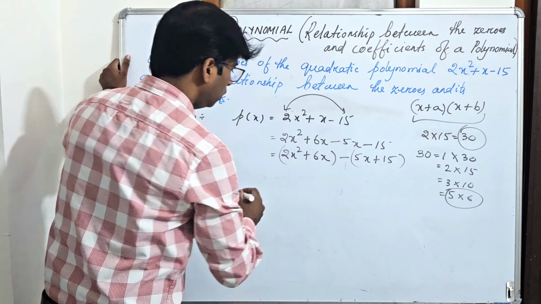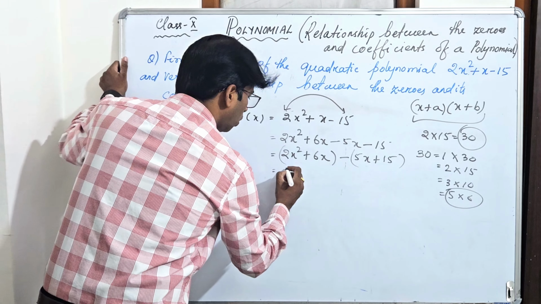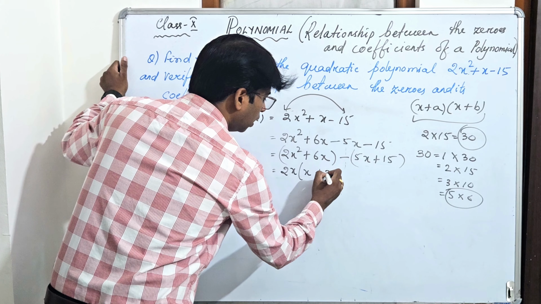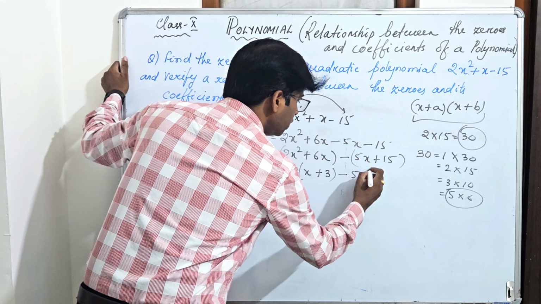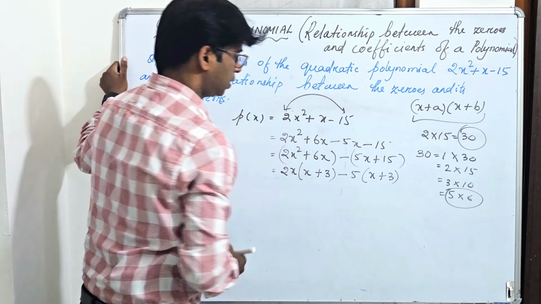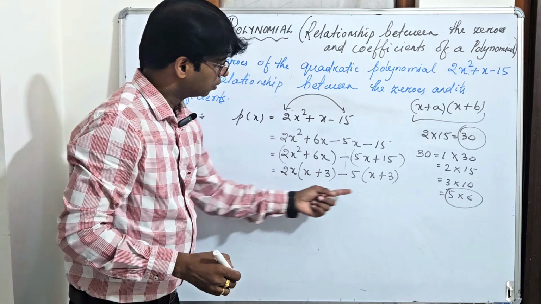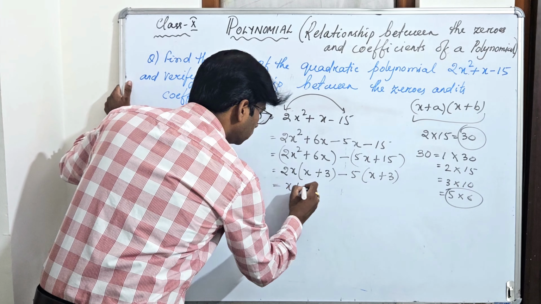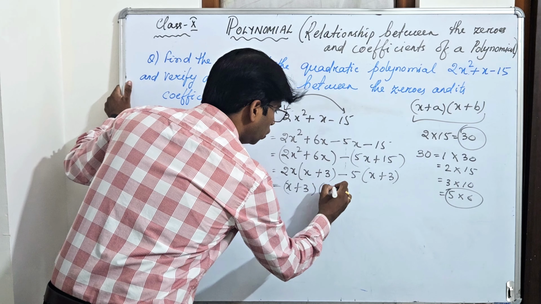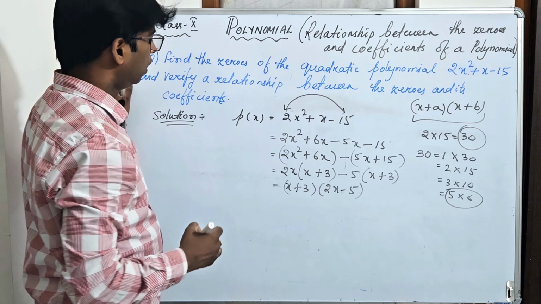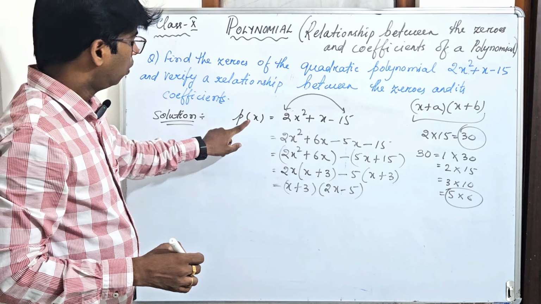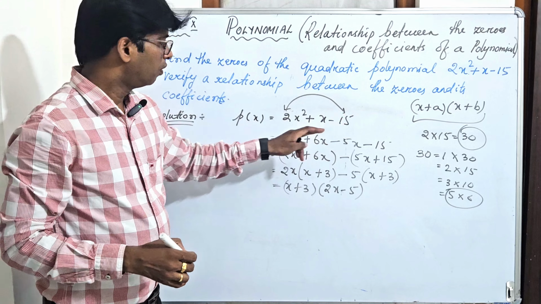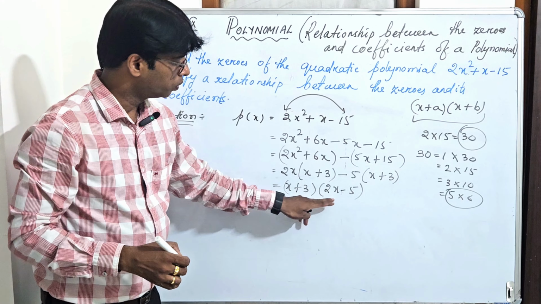Now let us take out the common factor. Here the common factor is 2x, and it will remain as x plus 3. Then here, if 5 is taken common, it will also be x plus 3. And in these two terms, x plus 3 is common. So x plus 3 is taken common, whole into 2x minus 5. Now since this is factorized, we got to know p of x is equal to 2x square plus x minus 15, and after factorizing we got x plus 3 whole into 2x minus 5.